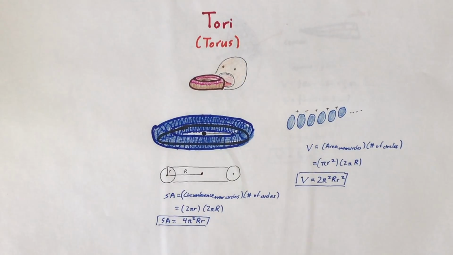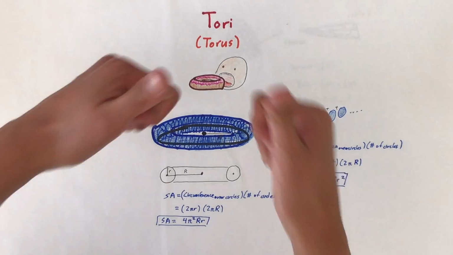lowercase r squared. So that was spheres and torus. That was a pretty long video, and I hope I did not help.